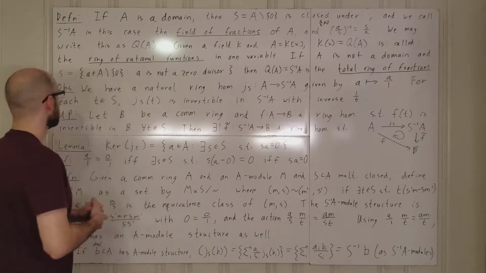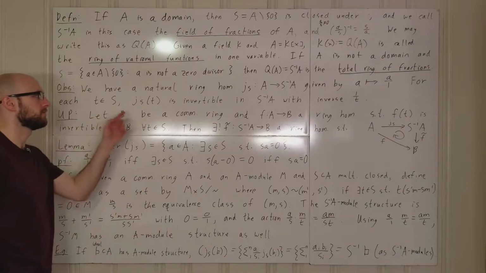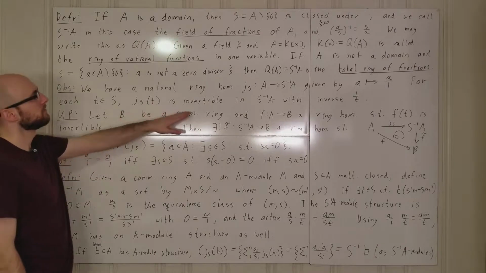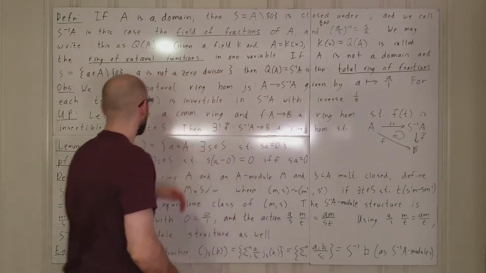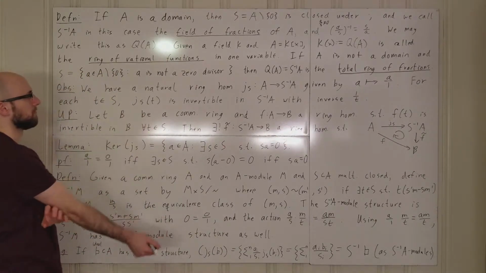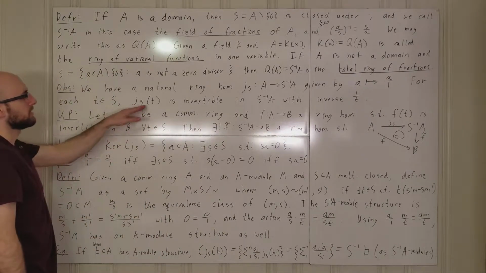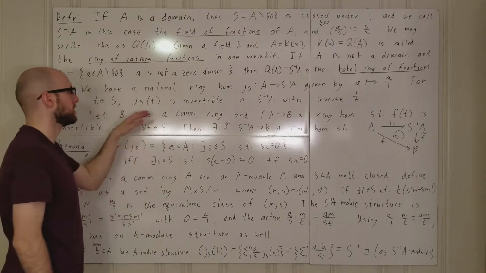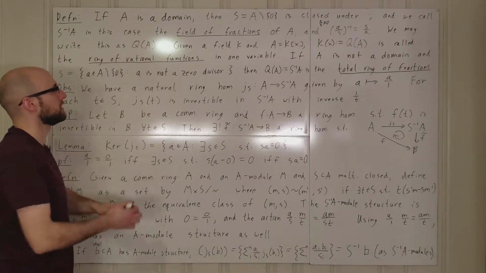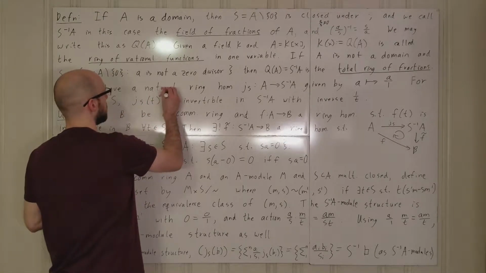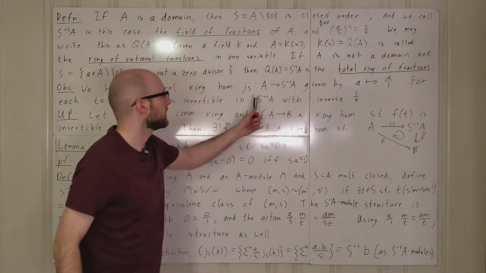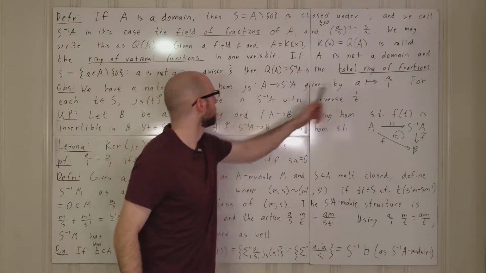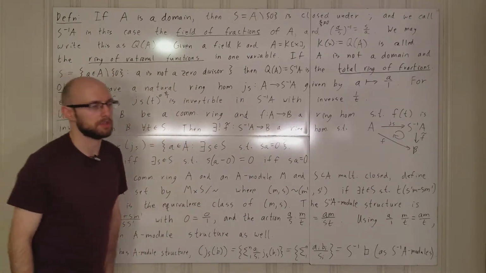And for every single T in S, observe that JS of T is invertible in S inverse A. It has inverse 1 over T. And we can do that because JS of T is going to be T over 1, and obviously 1 over T is going to be in S inverse A, and if you multiply these two together, you'll get 1 over 1, which is 1.